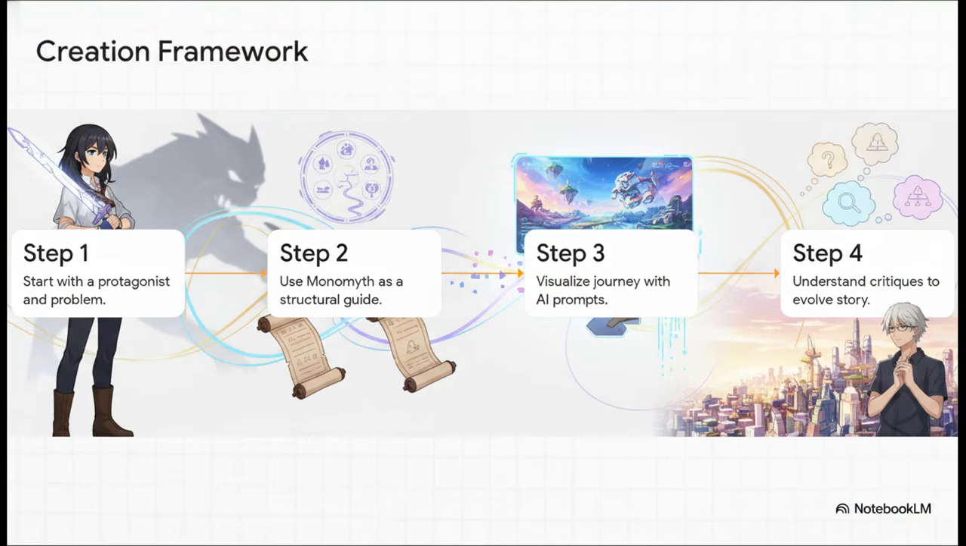So, let's pull this all together into 4 actionable steps. Step 1. Start with a protagonist and a problem. Step 2. Use the monomyth as your structural guide. Step 3. Visualize the journey with precise anime prompts. And Step 4. Understand the critiques to evolve your story.